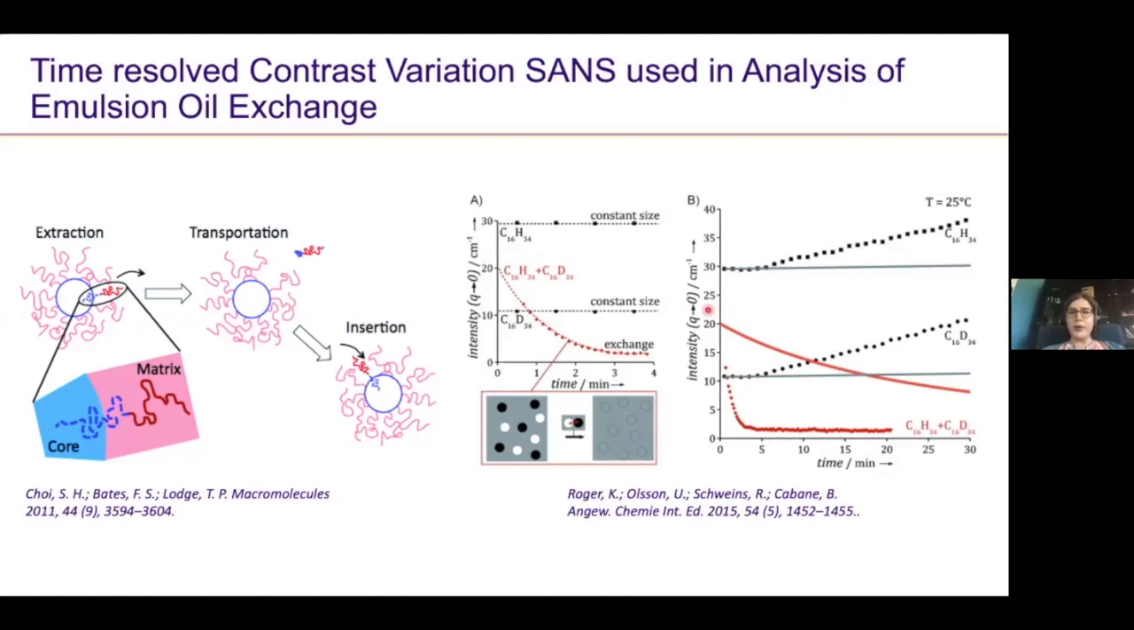What was interesting about their work is that they could actually measure significant decreases in the intensity as they exchange material without any significant change in the size of these emulsion systems. So they would eventually coalesce and have different instabilities, but this would actually happen at a longer time, way after the exchange had actually occurred.